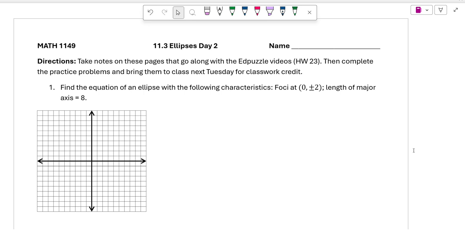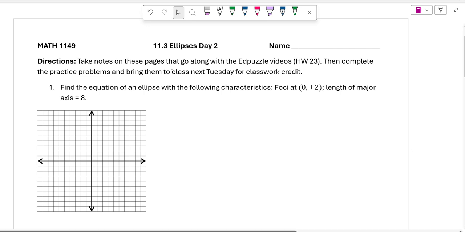So these videos today will follow along with the white notes sheet 11.3 ellipses day 2. So just get those out and follow along so that you can have some examples of some ellipse problems, including completing the square with ellipses, which has a little bit of a quirk to it.